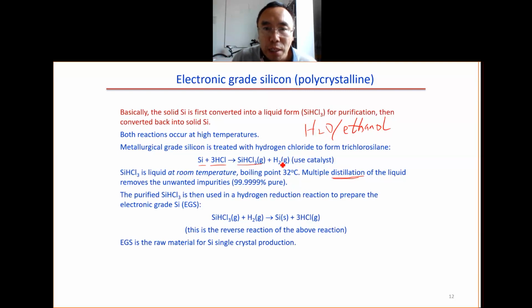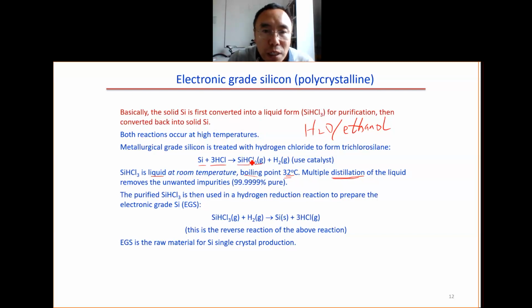And this one, hydrogen is gone, so we can collect trichlorosilane. At room temperature, this becomes a liquid, but the boiling temperature is only 32 degrees. So we can do multiple distillation to collect this gas vapor.